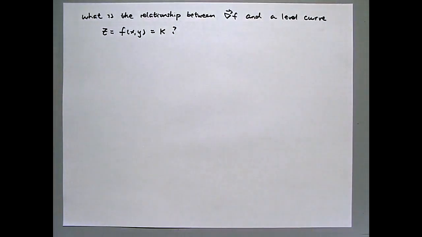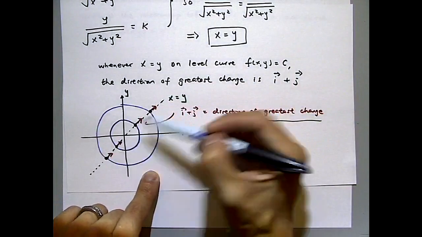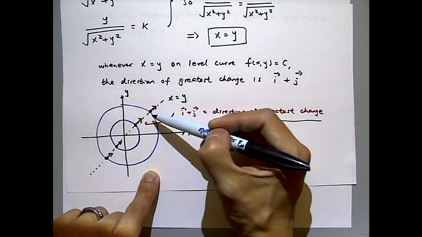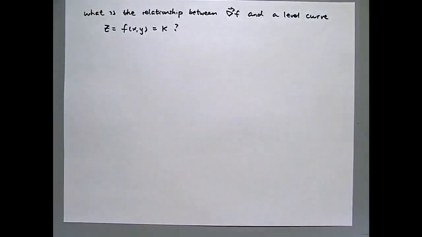Level curve where z is equal to some constant of your choice. Looking at the last picture here, it kind of looks like these red arrows are perpendicular to the level curves. Kind of looks that way. And it turns out to be true for any shape. And we're going to find out the reasoning behind that.